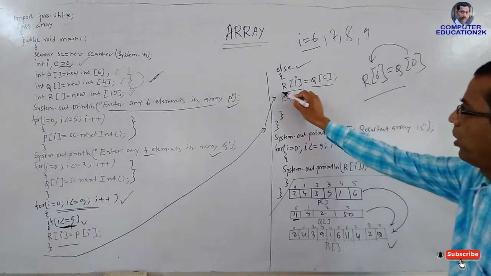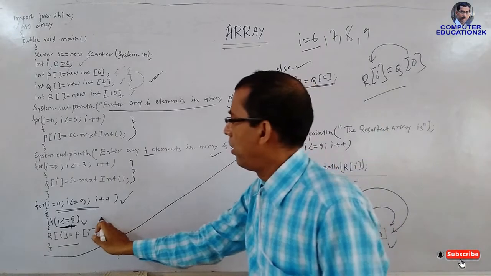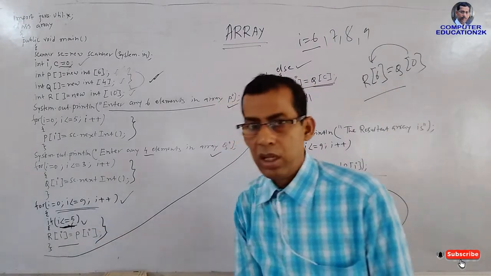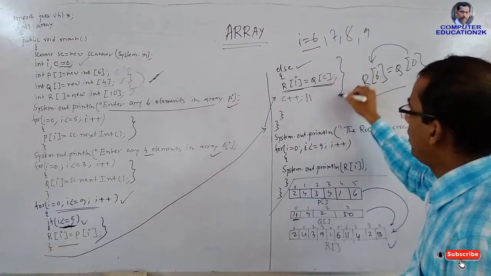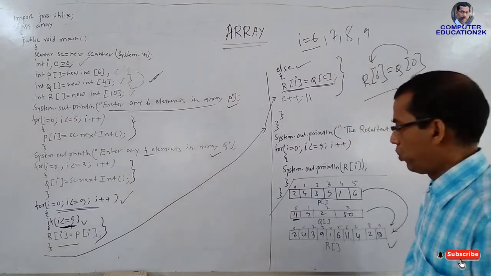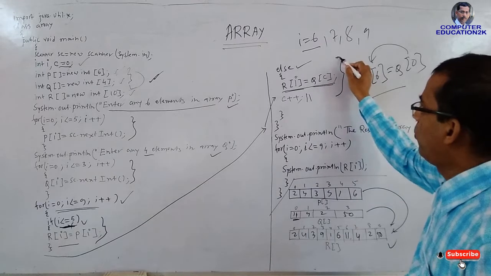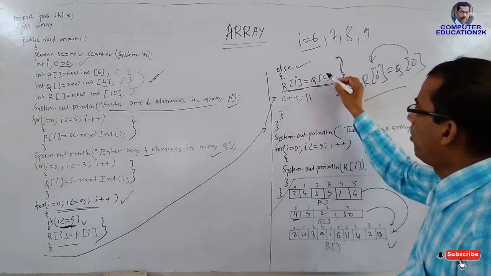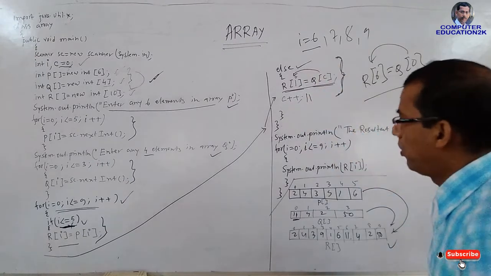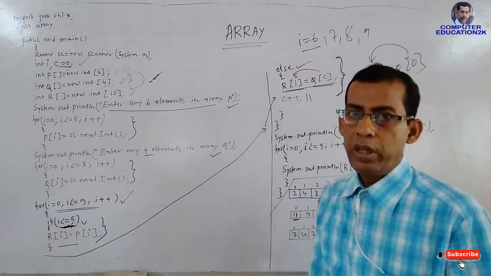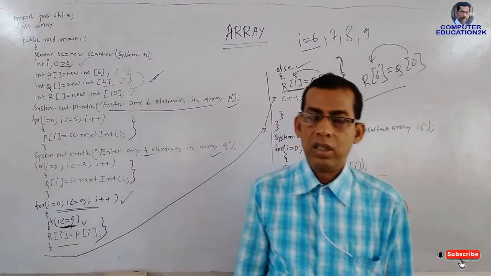Okay. So when the values from P come and are stored in R, then from Q, by using this formula, values will come and be stored in R. By using this formula, values will come from array Q to array R. Okay. So this way, this program will run.